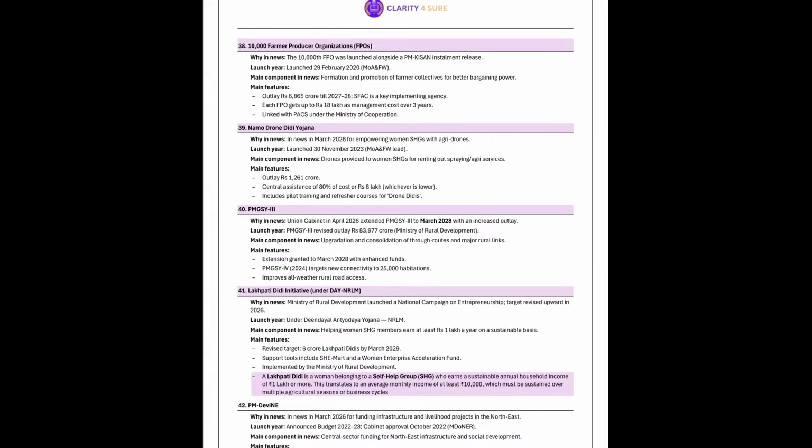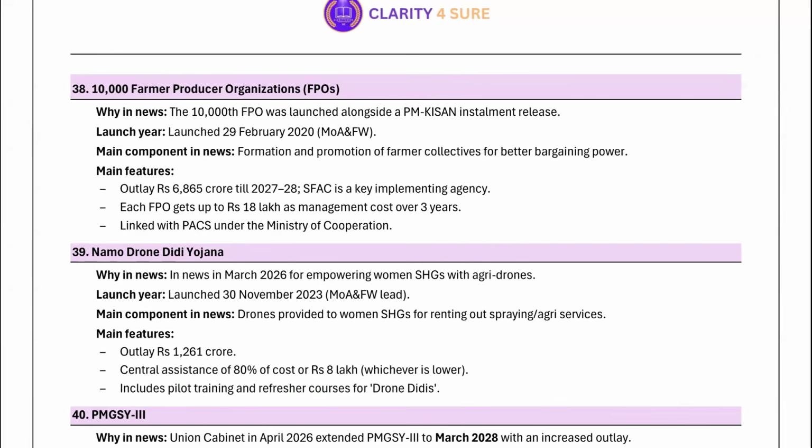Now, 38. 38 scheme is telling about formation of 10,000 FPOs. What it is? 10,000 farmer producer organization. Under which ministry is it coming? Obviously, Ministry of Agriculture. What is the key point that you should understand? That it promotes farmer producer organization and improves bargaining power. It is showing better market access. Outlay rupees 6,865.